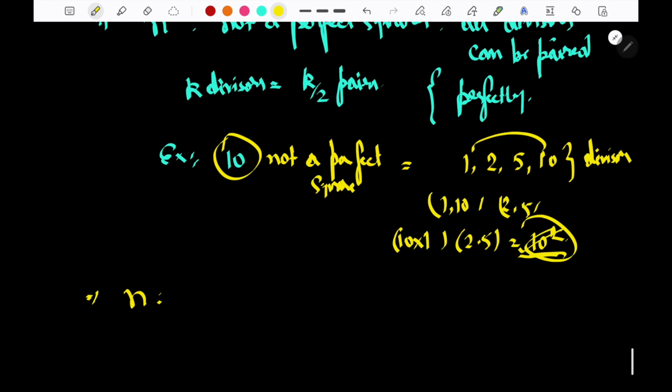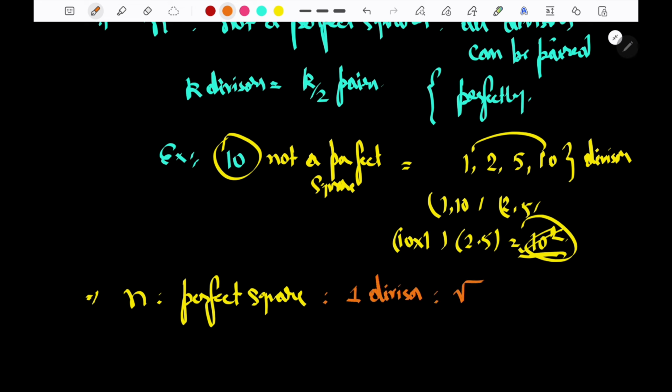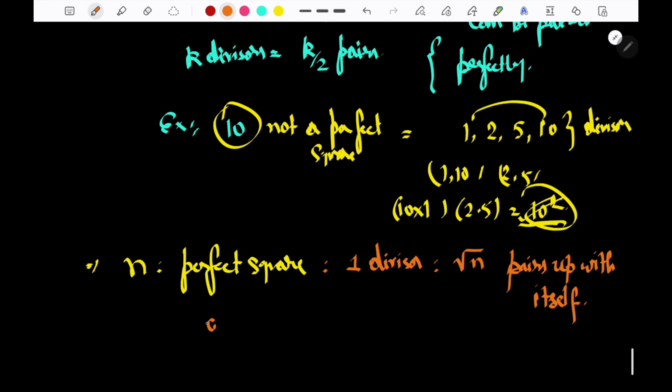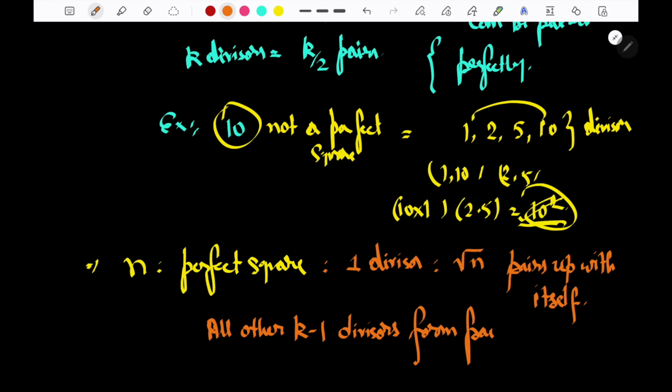अब n को मान लेते हैं परफेक्ट स्क्वायर. तो परफेक्ट स्क्वायर जब मानेंगे तो इसका मतलब क्या हो जाएगा, 1 डिवाइजर, इसमें जो एक डिवाइजर होगा दैट इज रूट n, वो अपने से पेयर होगा. पेयर्स अप विथ इटसेल्फ. ये तो ट्रू है, पेयर्स अप विथ इटसेल्फ. एंड सेकेंड क्या हो जाएगा, ऑल अदर k minus 1 डिवाइजर्स form pairs. So this will form pairs.